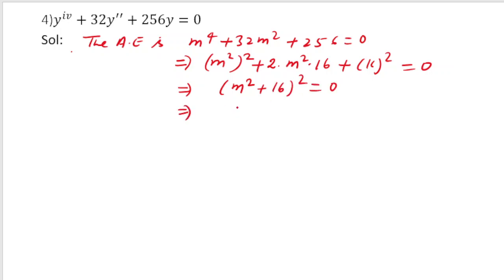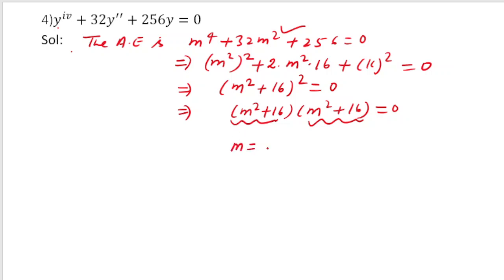So basically there are two factors, and here students may make a lot of mistakes. Don't make the mistake. Be clear. Here the order is 4. The degree of this polynomial is 4, so there must be 4 roots. So there are two pairs, m^2 plus 16 and m^2 plus 16. The first factor will give me m is equal to plus minus 4i, and this will also give me m is equal to plus minus 4i.